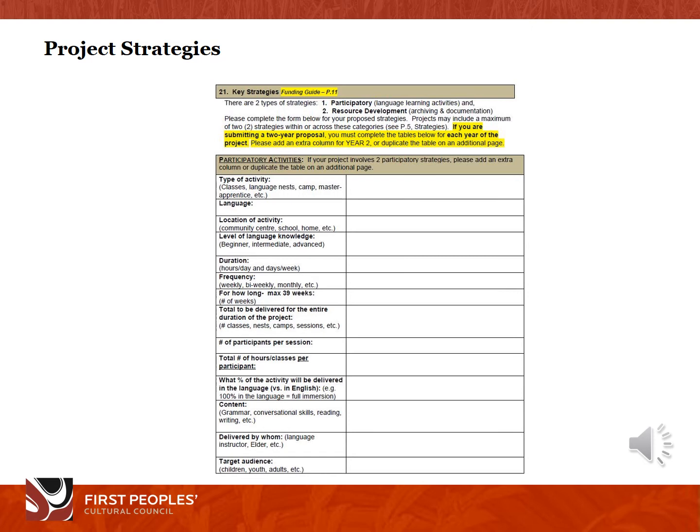If you are submitting a 2-year proposal, you must complete the following tables for each year of the project. You can either add an extra column for Year 2 or copy the table on an additional page and include it with your application.